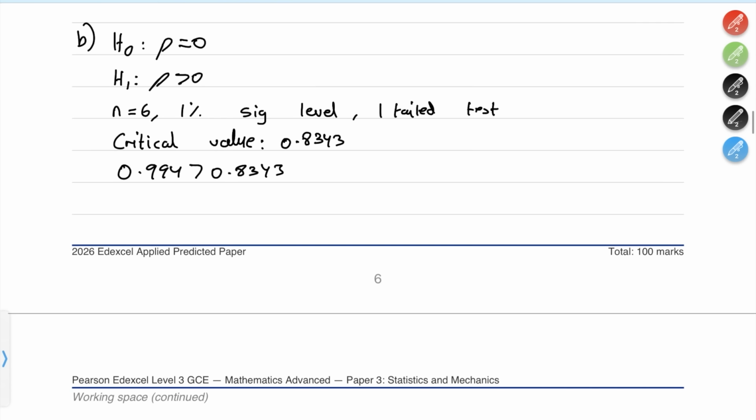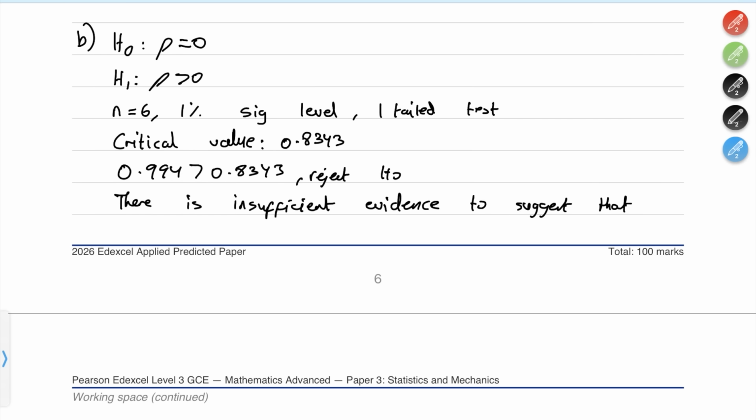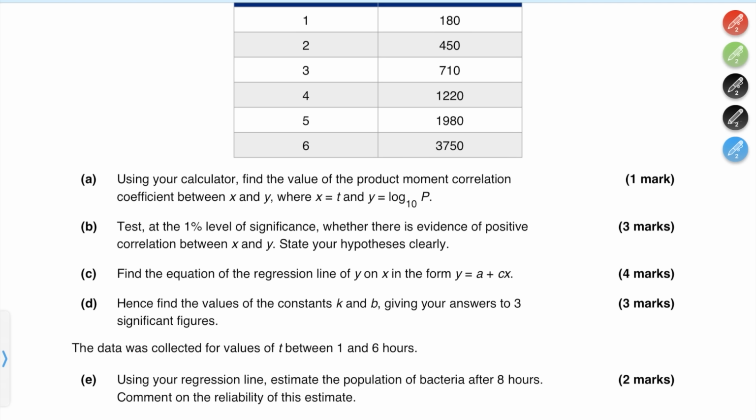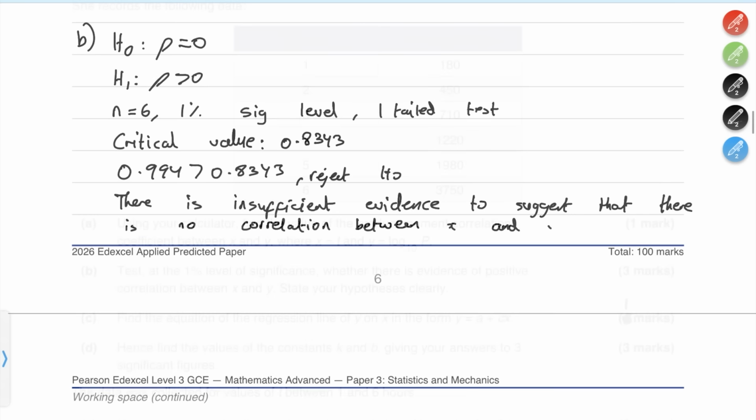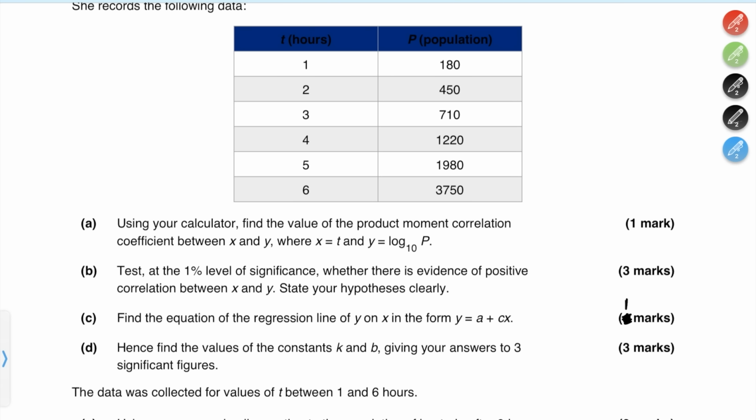So therefore, we can reject H naught. There is sufficient evidence to suggest that there is correlation between X and Y. So remember to give your conclusion in context. It's asking us to suggest that there is correlation between X and Y.